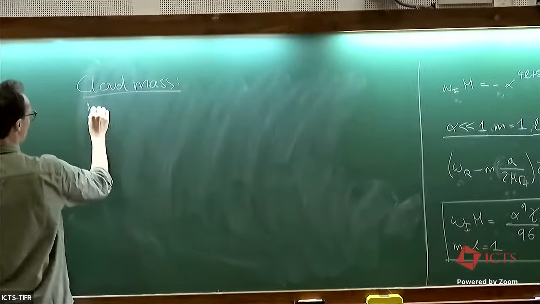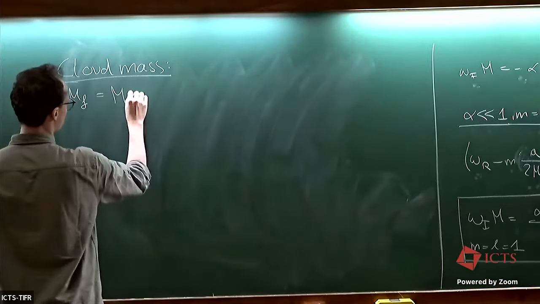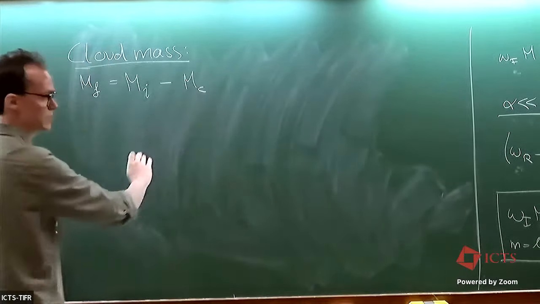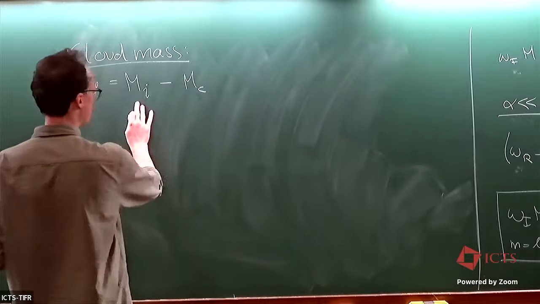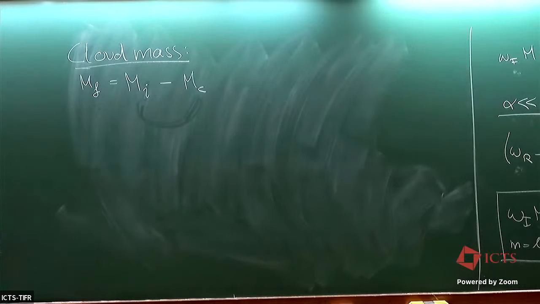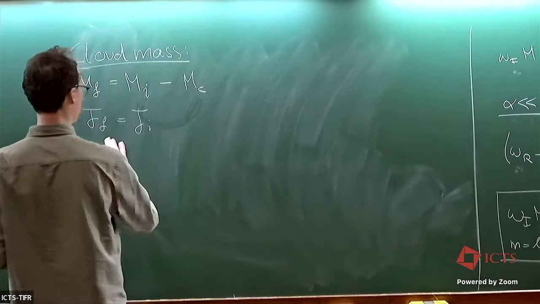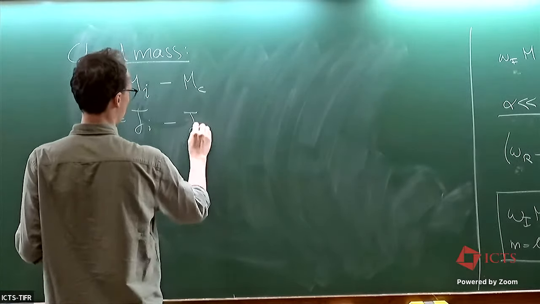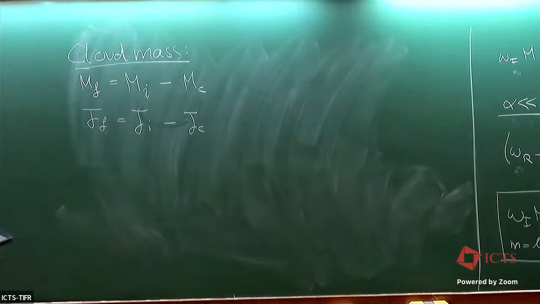So the final mass of the black hole, MF, is basically the initial mass of the black hole minus MC, where MC is the mass of the cloud. So we just deposited some rotational energy in the mass of the cloud that is now no longer inside the black hole. And similarly, for the final angular momentum, we have some initial angular momentum, and then we have some JC, which is the angular momentum contained in the cloud.